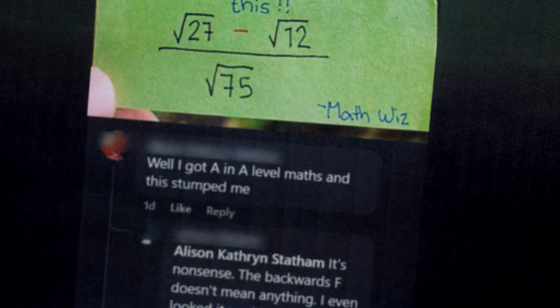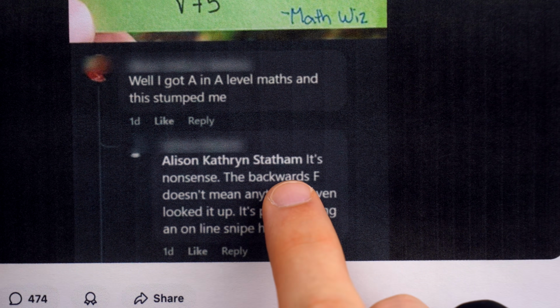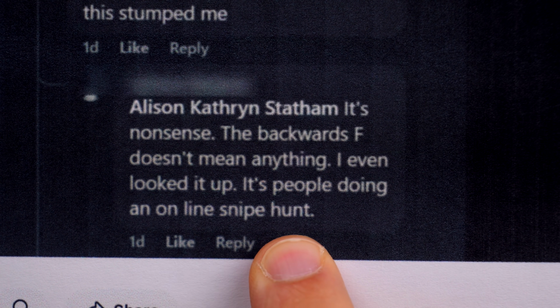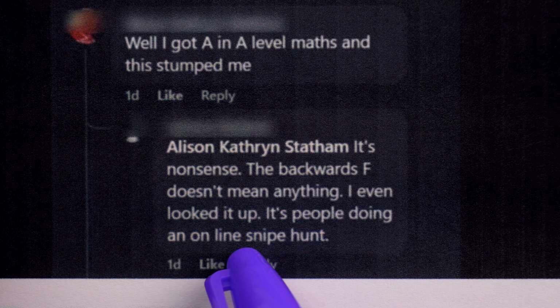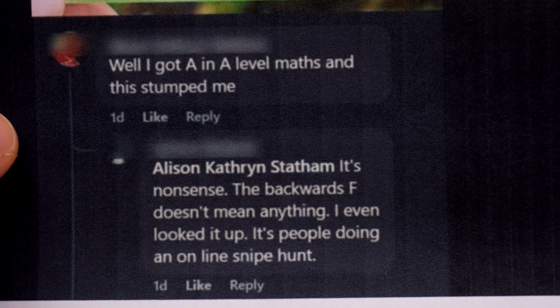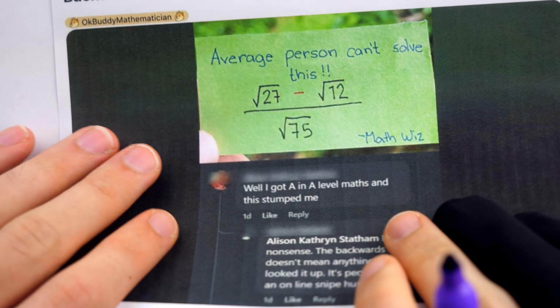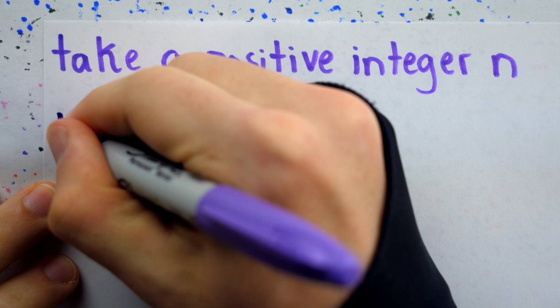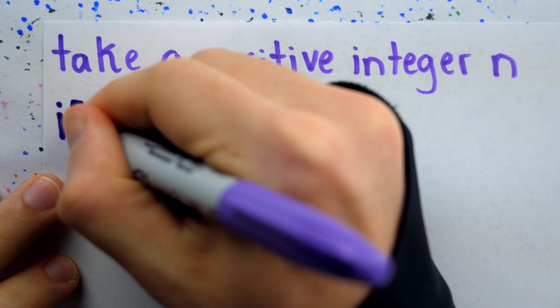Now, having determined that the backwards F is nonsense, this fellow likened this problem to an online snipe hunt. And if you're not sure what a snipe hunt is, let me explain it with an example. I'll show you this problem that we often give to bright middle schoolers, and they can solve it with enough effort. Take a positive integer called n.